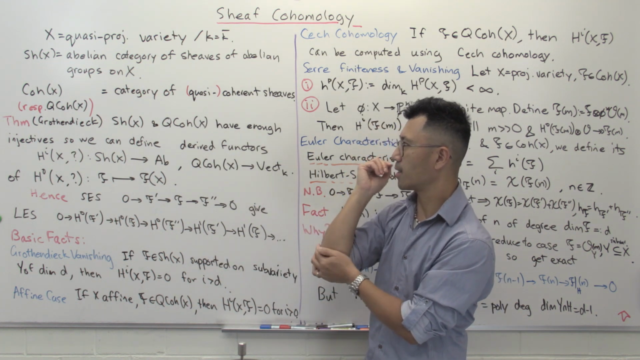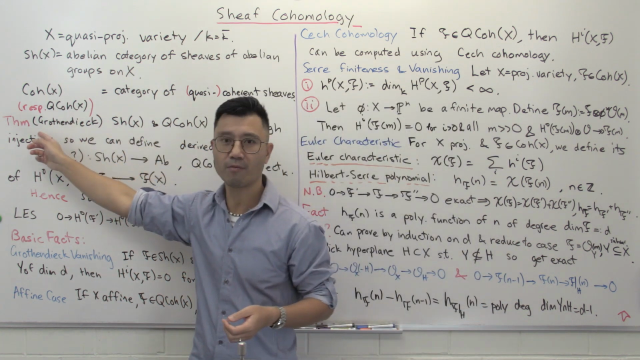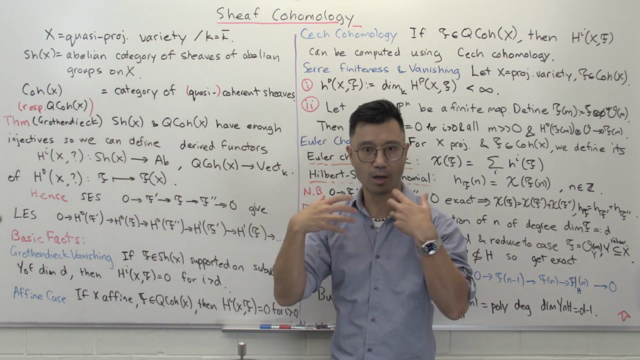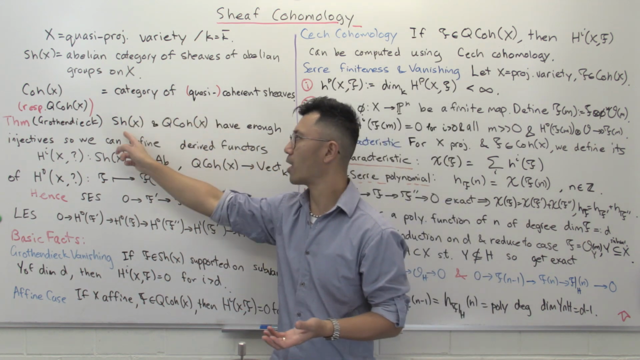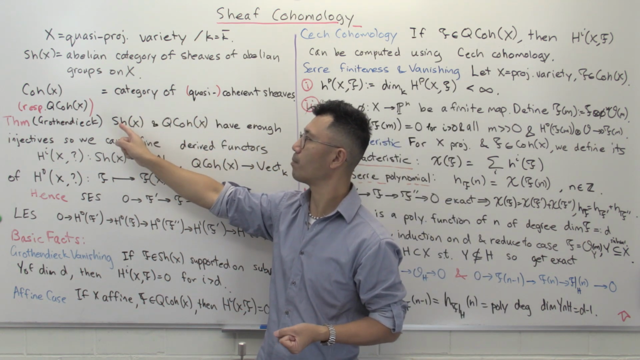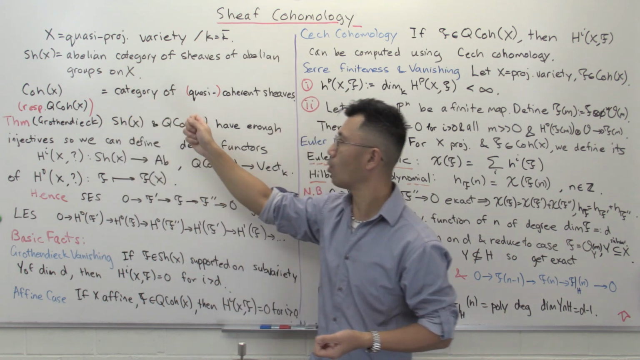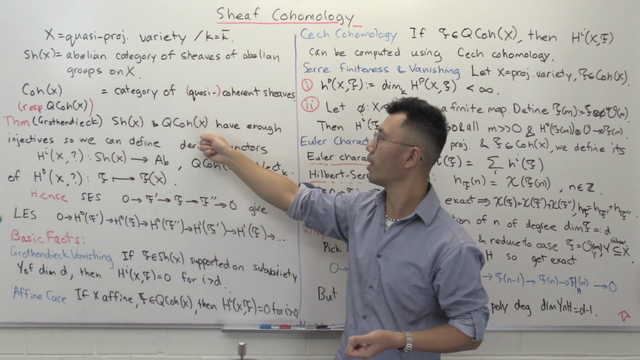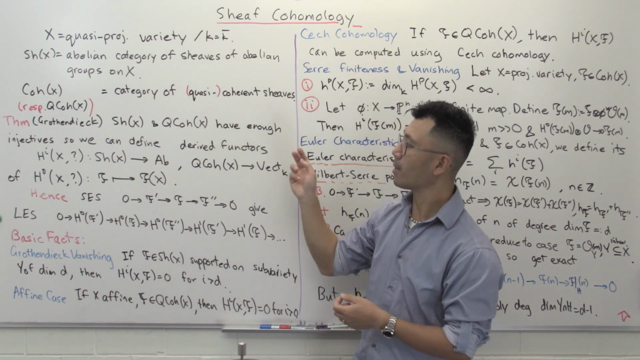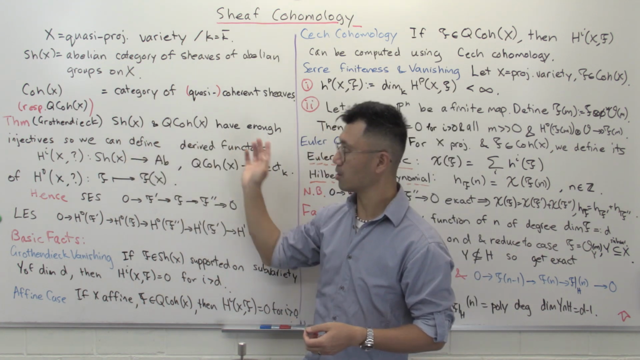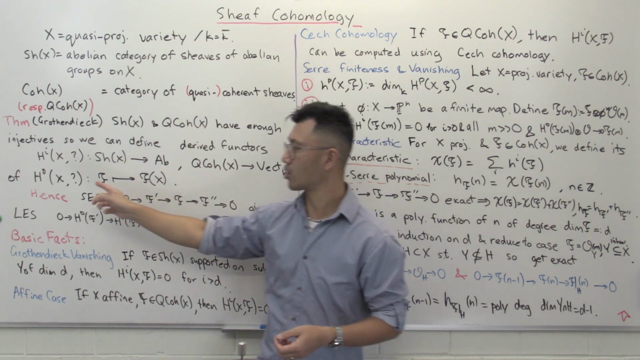And the theorem that allows you to define cohomology as Grothendieck set it up is the following theorem of his, and this is where a lot of the abstract machinery comes in: if you look at either the category of sheaves of abelian groups or quasi-coherent sheaves on X, they both have enough injectives. So that means that we can define derived functors of the global sections functor.